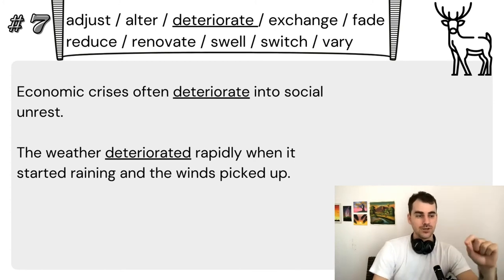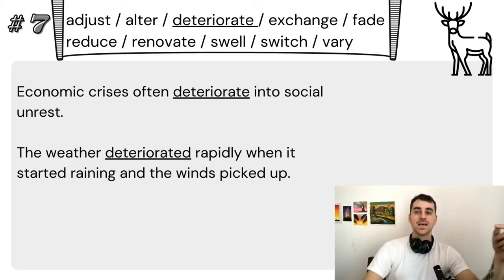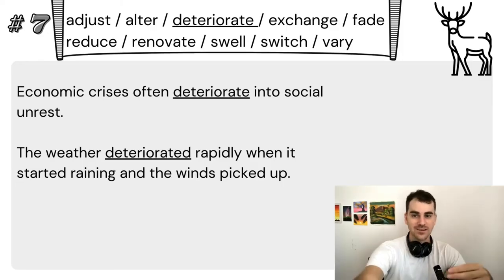The weather deteriorated rapidly when it started raining and the winds picked up. The weather got worse. Right? The weather was pretty bad, but then it got even worse.